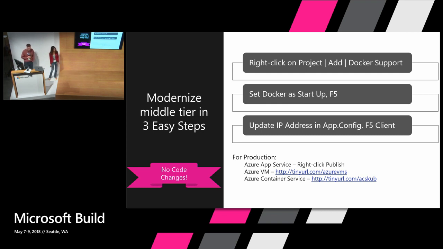Awesome. So now I'm going to talk a little bit about the middle tier. The first thing I'm going to show you is how to actually containerize your app in Visual Studio. It's a pretty simple process. We're going to right-click, add Docker support, set Docker as the startup project, and update our IP address in our client side so we're actually running from the container instead of locally. So let me go ahead and show you how to do this.